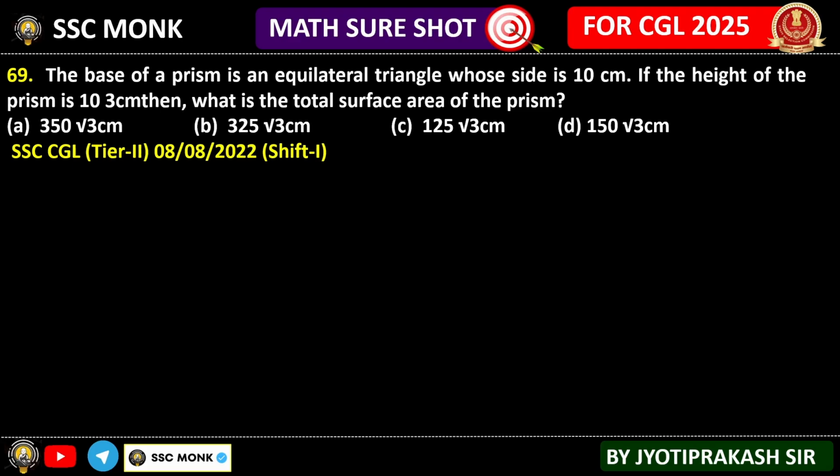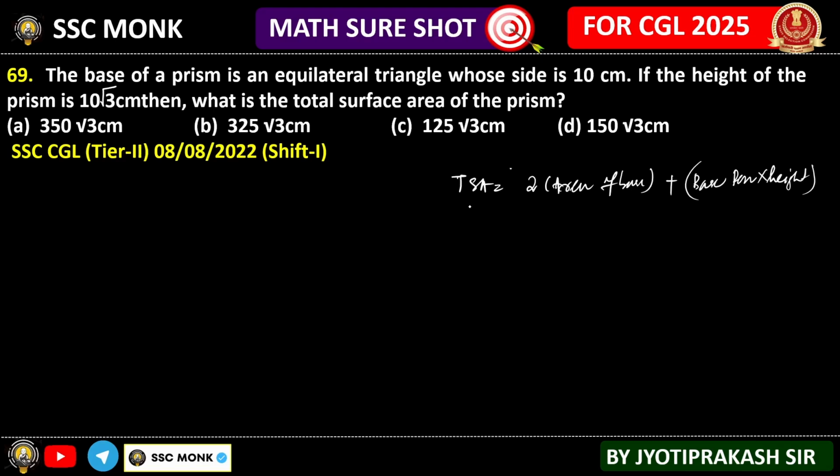Next, the base of a prism is an equilateral triangle. The side is equal to 10 centimeter, not an issue. If the height of the prism is equal to 10 root 3 centimeter, then what is the total surface area of the prism? Now see, total surface area is equal to 2 into area of base plus base perimeter into height. Clear? This is the formula.